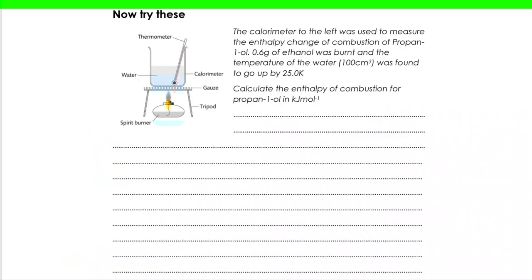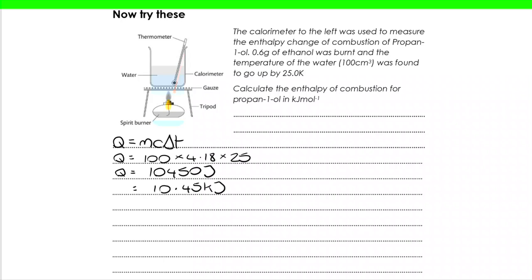Let's look at another example. So once again, we have Q is MC delta T. I have got a mass of 100 because the volume of water is 100 cm cubed. I've got my specific heat capacity, 4.18, and my temperature change is 25 Kelvin. So I multiply those together and I get 10,450 joules. Now I'll convert that directly to kilojoules, 10.45, because I want to know the enthalpy change in kilojoules per mole for the enthalpy of combustion of propan-1-ol.